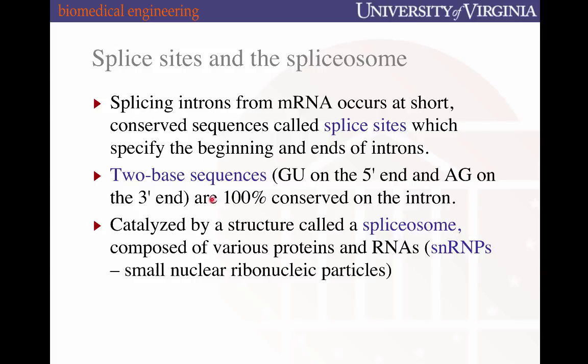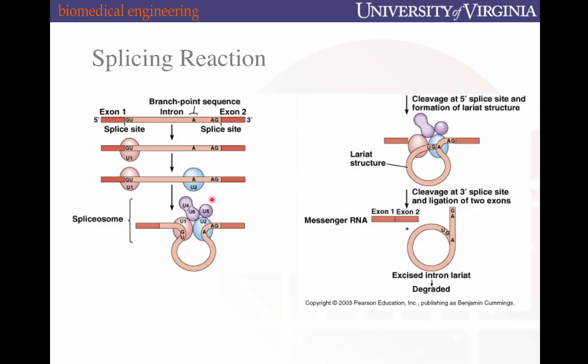So again, the splicing reaction is catalyzed by a structure called the spliceosome, and in it are proteins and these specific types of RNA called small nuclear ribonucleic particles, or SNRPs, which is kind of fun to say. So we won't get into the nomenclature of every single SNRP, but we're going to talk about two that are particularly important for the splicing reaction, and the flow of the order in which this reaction occurs.